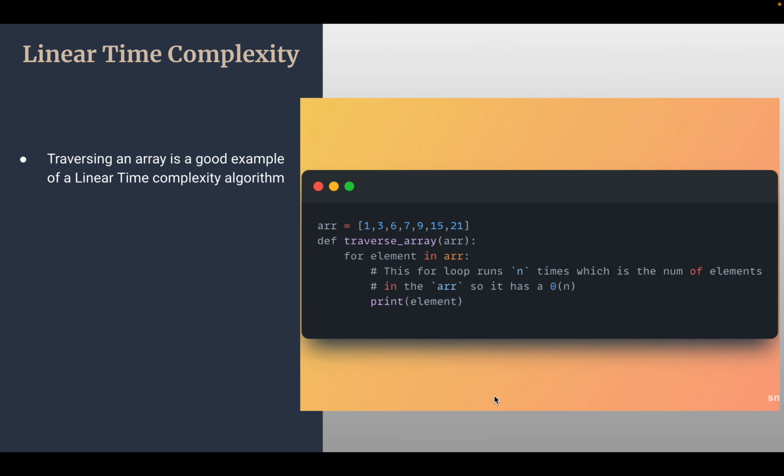So let's talk about linear time complexity. Like I said earlier, it's basically traversing an array. That's a good example of linear time complexity. Basically, Big O of n, where n is the number of the elements. So if the number of elements is like six or seven, the Big O of n is going to be six.